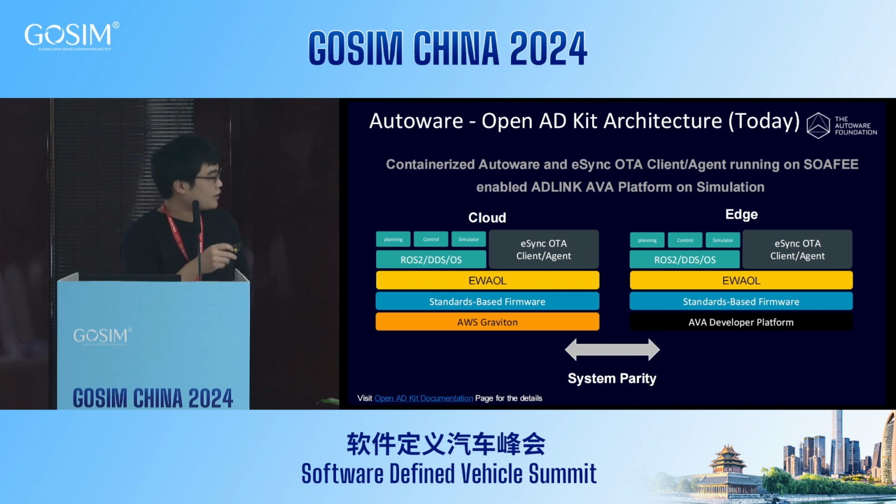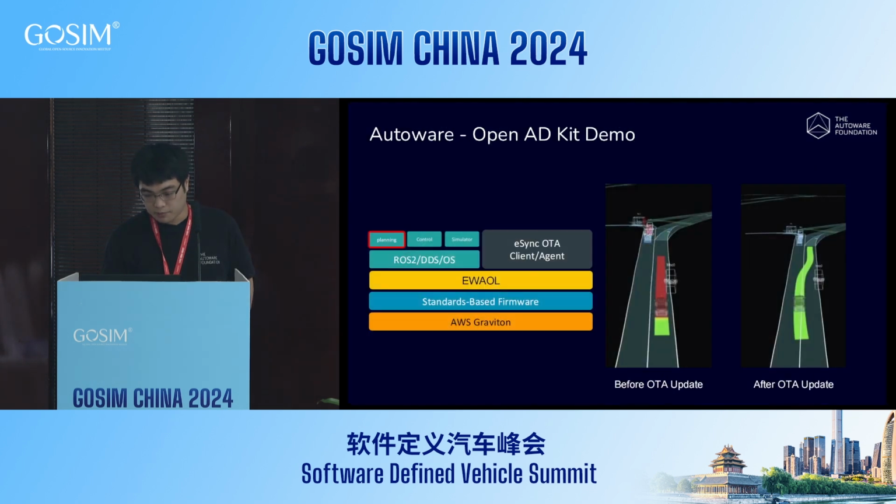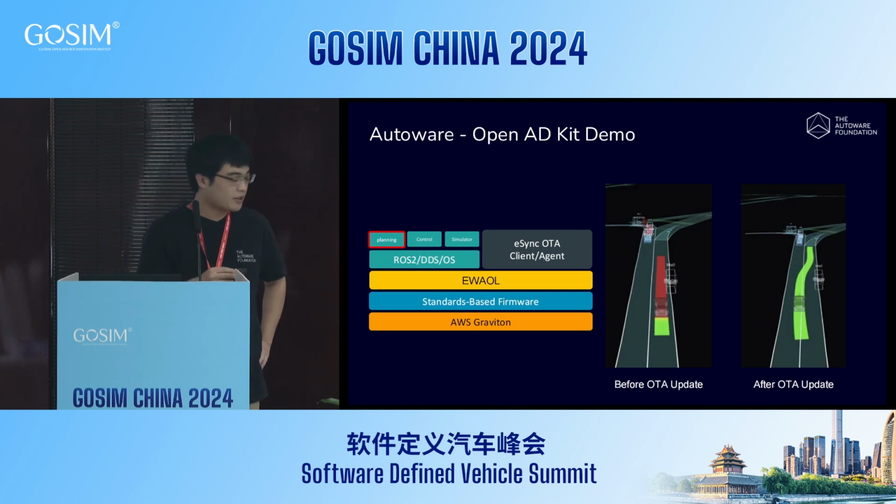So last year in the CES demo, we did tests using some of the components within Autoware: the planning, control, and simulator modules, to demo the autonomous driving features. This is also just an image, but for demo purposes, we just wanted to keep some simple scenarios.